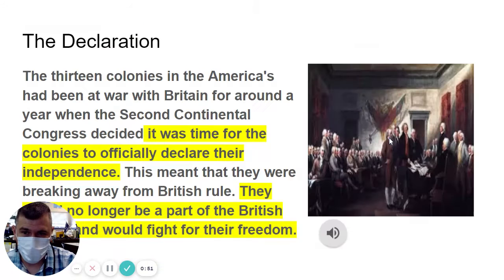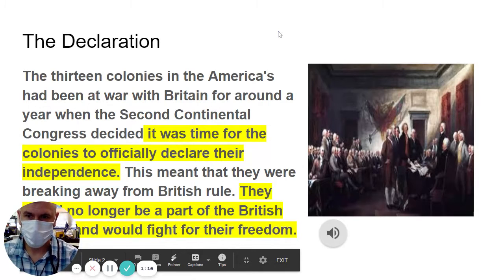The Declaration of Independence. So the 13 colonies in America had been at war with Britain for about a year or so when the Second Continental Congress decided, hey, it's time for the colonies to officially declare our independence. That meant they were going to break away from British rule. They were no longer going to be a part of Britain, and they were going to fight for their freedom, just like they had been for the past year.